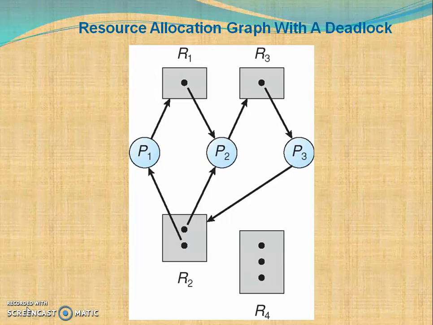So this is an example of a resource allocation graph with a deadlock. If you look into this, there are 3 processes, and each process is requesting a resource which is held by another process. So this leads to a deadlock, because if a resource allocation graph has a cycle, then that leads to a deadlock.